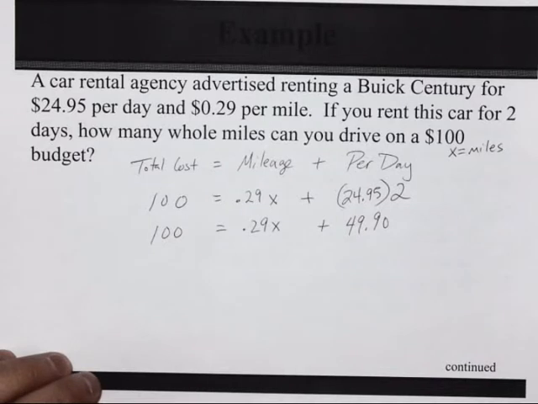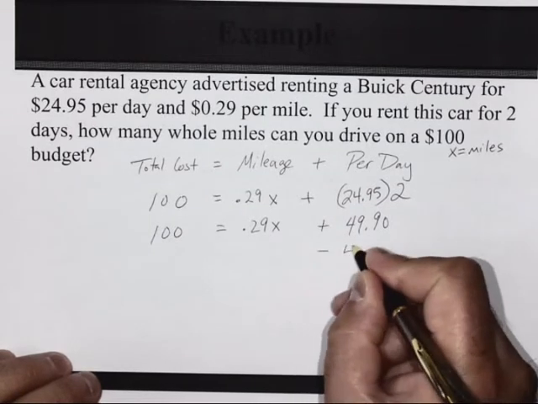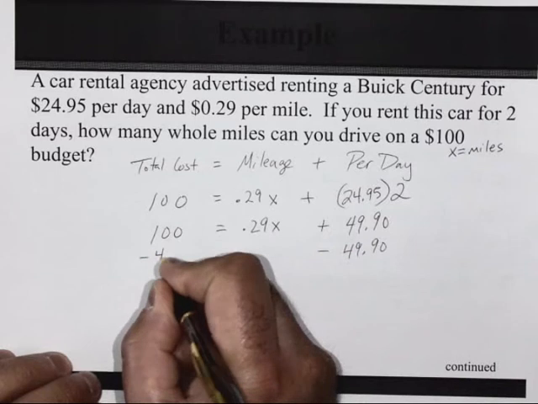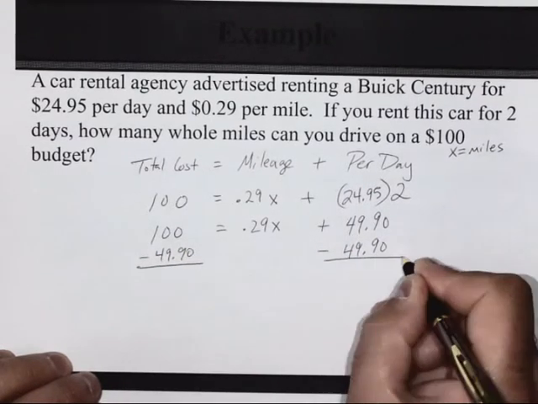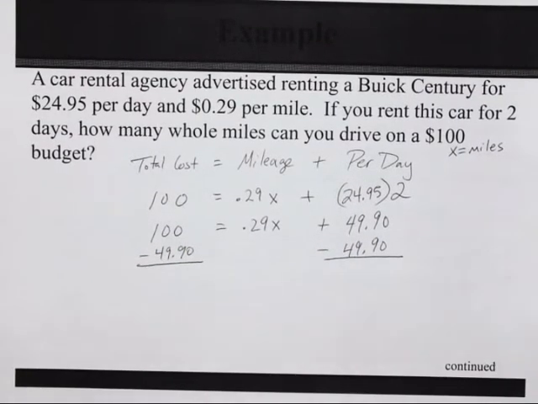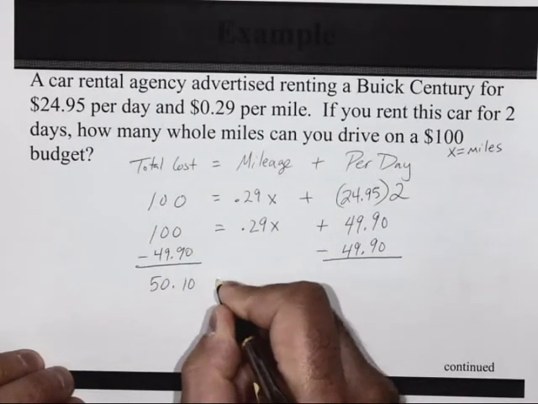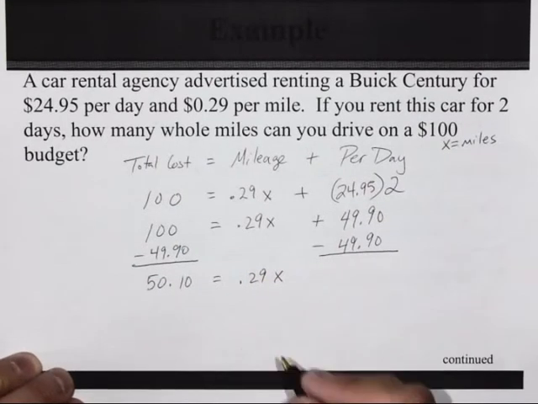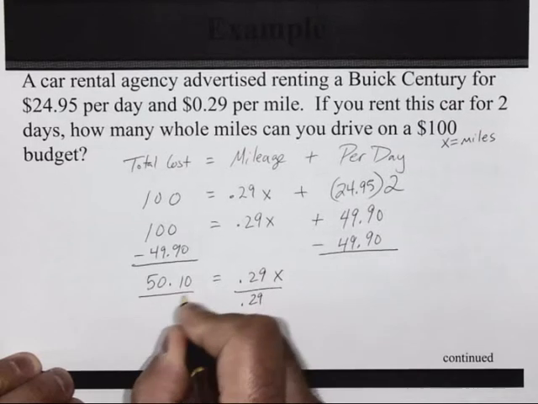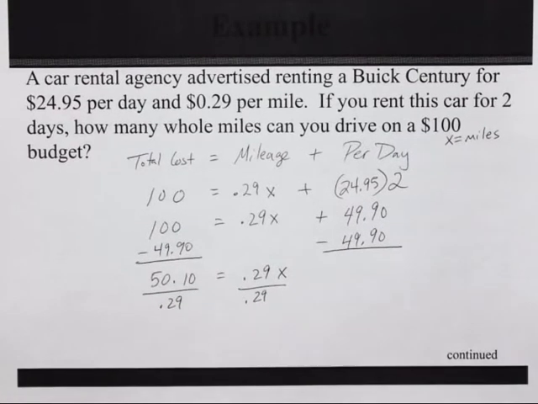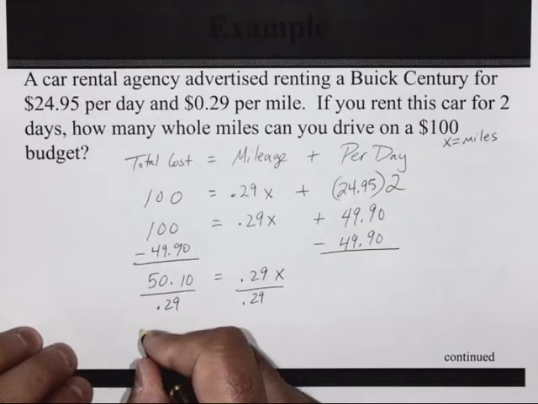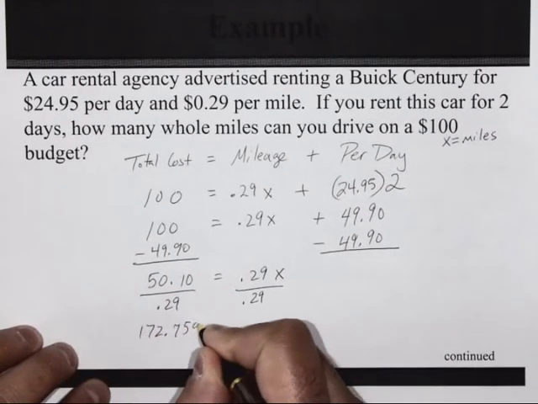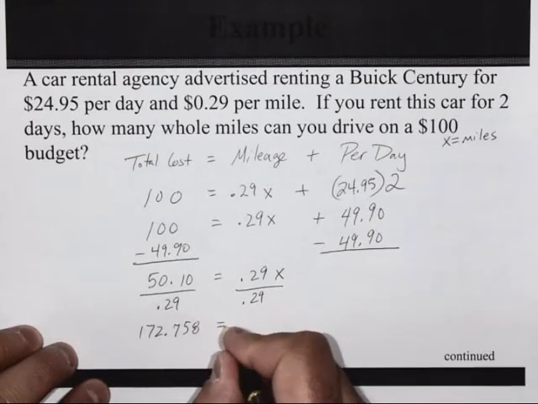Okay, so then I want to isolate x, so I want to work with my adding, subtracting inverses. So subtract $49.90 from both sides. So we get 50.10 equals 0.29x. Then we divide both sides by 0.29. So 50.1 divided by 0.29 equals 172.758, so on and so forth.